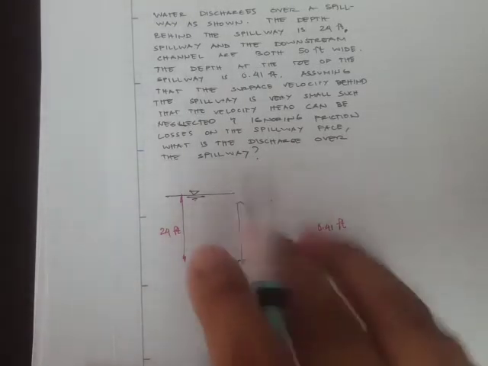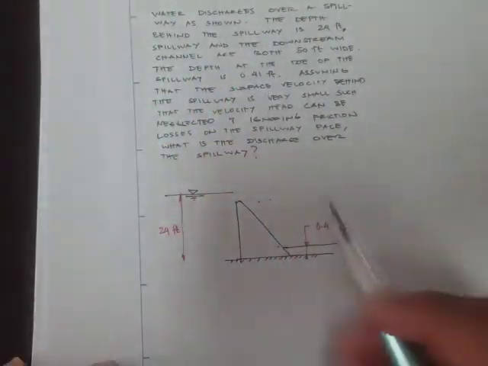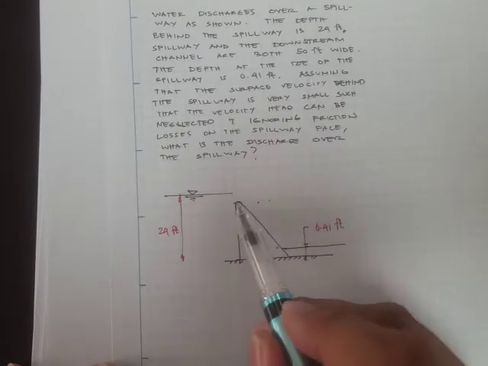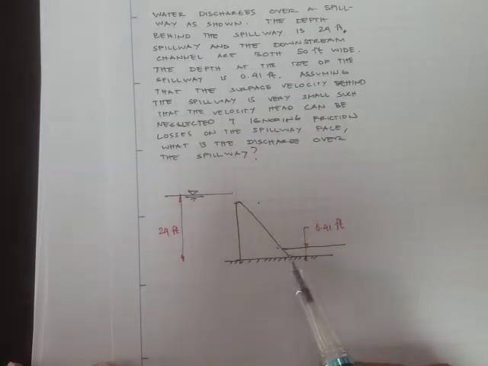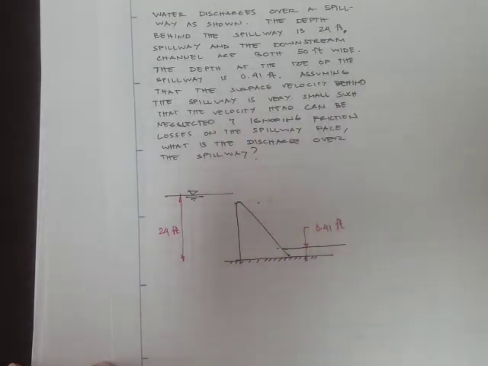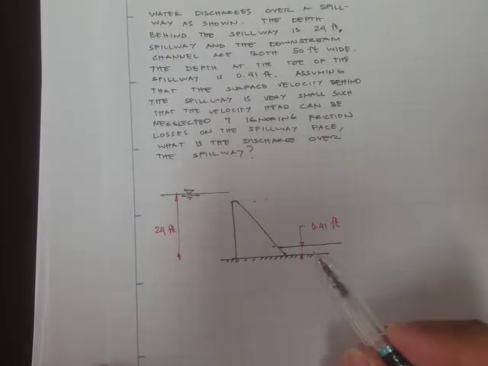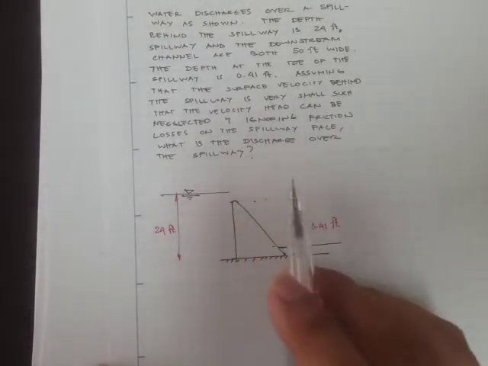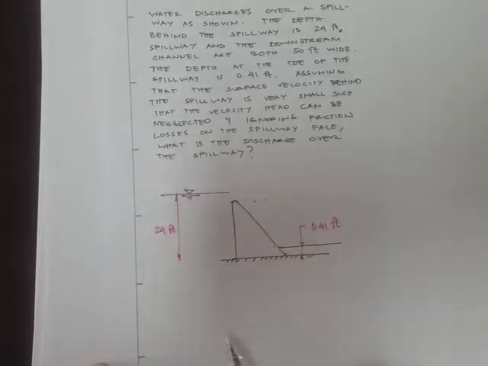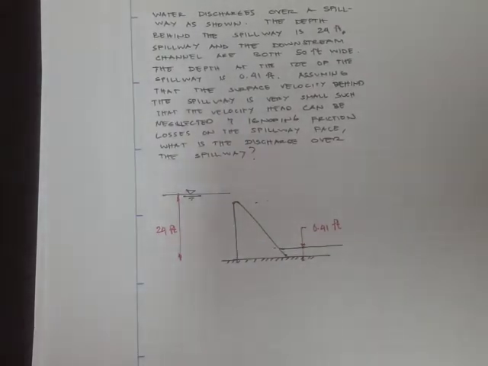If this is our plane, then that's going to be our orthogonal length. That's 50 feet here. That's also 50 feet downstream channel. Okay, the depth at the toe of the spillway is 0.41 feet. Assuming that the surface velocity behind the spillway is very small, such that the velocity head can be neglected, and ignoring friction losses on the spillway face, what is the discharge over the spillway?